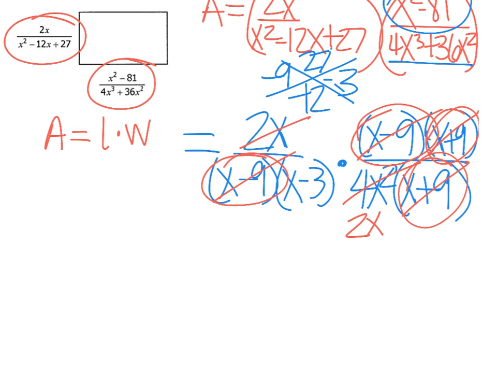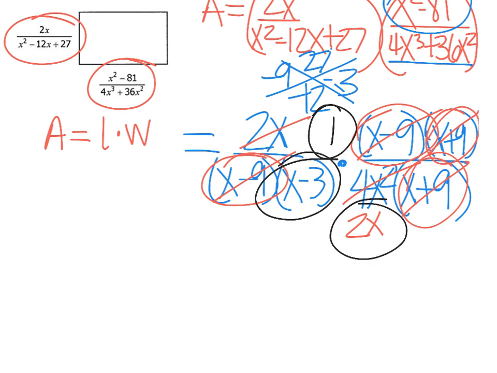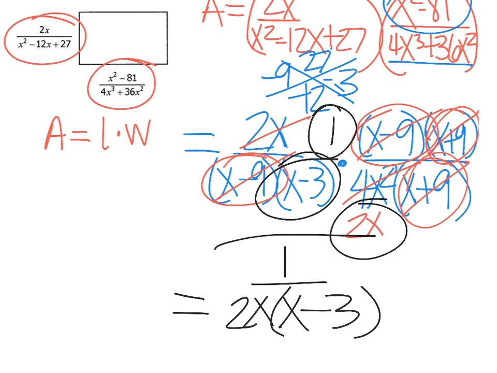So what's left over here is nothing on top, so we just got a 1 on top. And on the bottom we've got x minus 3 and 2x. So our expression that represents the area of this rectangle would be 1 over 2x times x minus 3. And that would be our final answer.